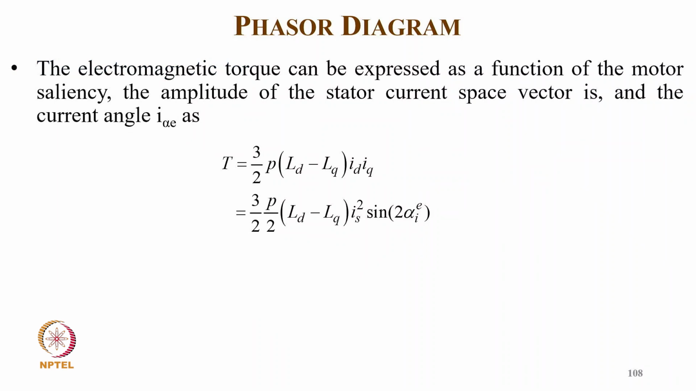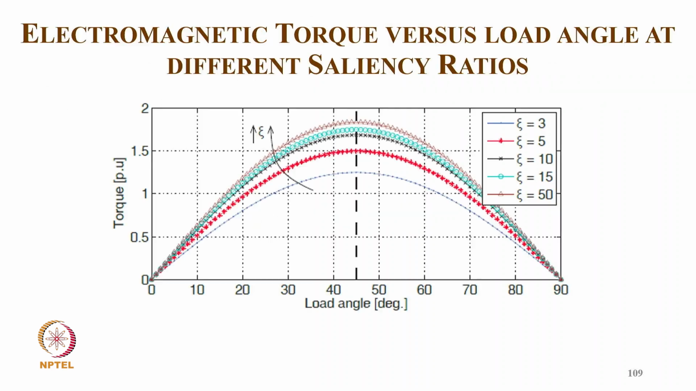And the electromagnetic torque can be expressed as a function of the motor saliency, the amplitude of the stator current space vector Is, and the current angle as T equal to 3 by 2 P in brackets Ld minus Lq into Id Iq, equal to 3 by 2 P by 2 then (Ld minus Lq) Is square sin 2 alpha i.